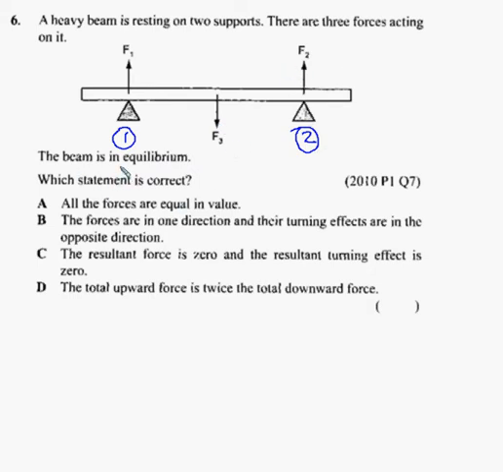The keyword which is very important is equilibrium. Equilibrium means that this beam is totally horizontal. This is the meaning of equilibrium. It isn't lopsided. So which of the statements is correct? Okay, let's analyze one by one.